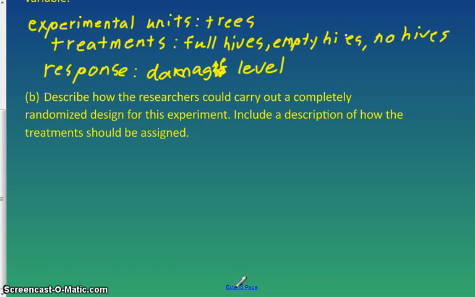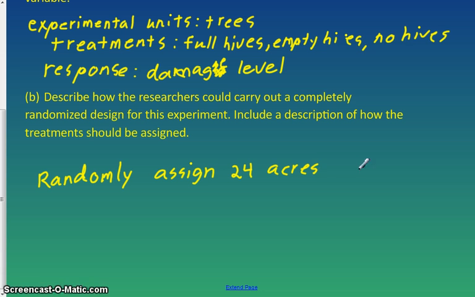Okay, so now we're going to describe how we'd carry out that experiment. Especially if we're including a no hives, then we want that to reflect, include a description of how the treatment should be assigned. So randomly assign. We won't go into right now how it would be randomly. Do we want even numbers across all three possibilities? Yes. So it divides nicely, 24 trees each.